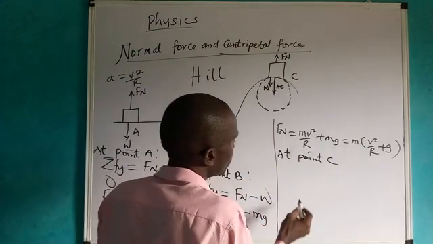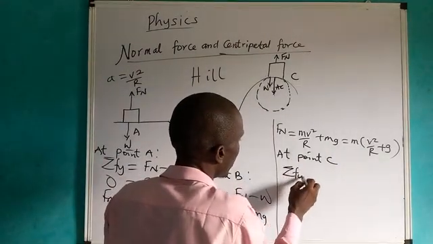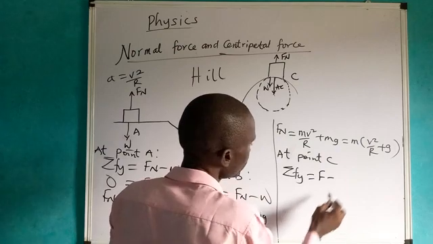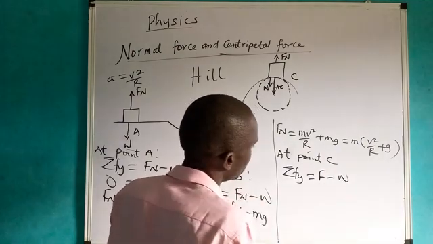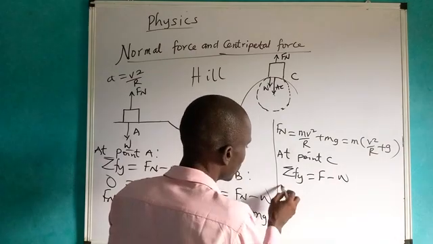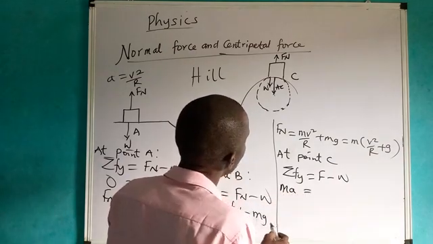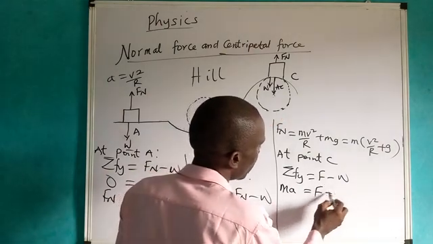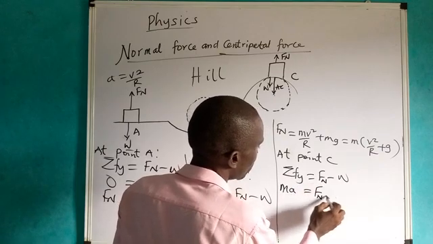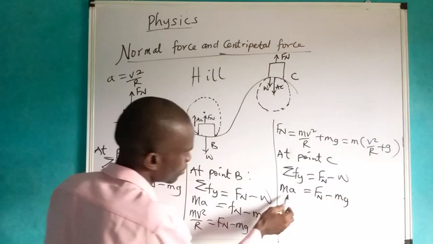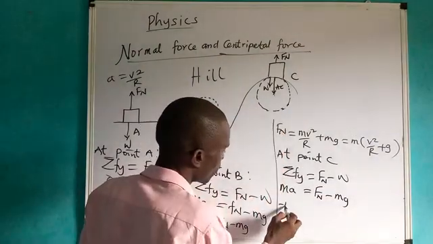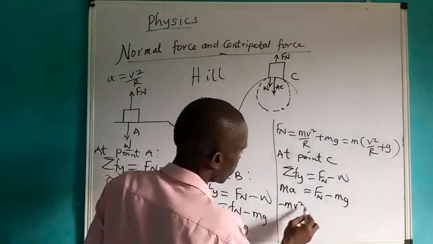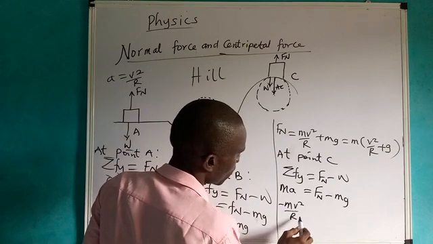Now, in this case, you can see that for the Fn there, I'm going to get sigma Fy, because it is vertical. This one becomes Fn minus mg. The W is downwards, which is minus, and the Fn is positive. In this case, I will have ma equal, and what is the acceleration? The acceleration is downward, so it is going to be negative at the end. So it becomes Fn minus mg, equals negative mv squared over r. That's what we have there.